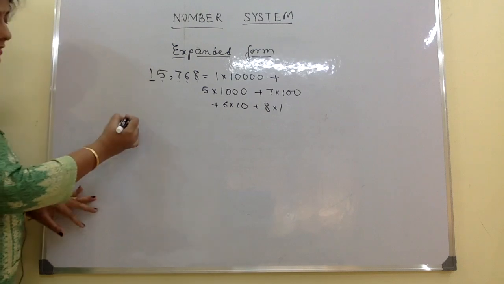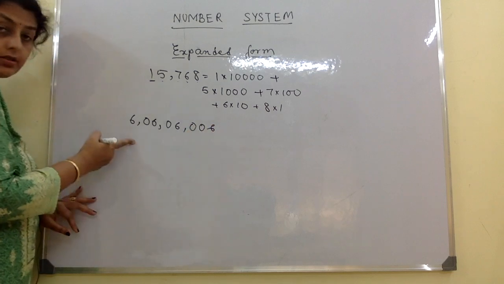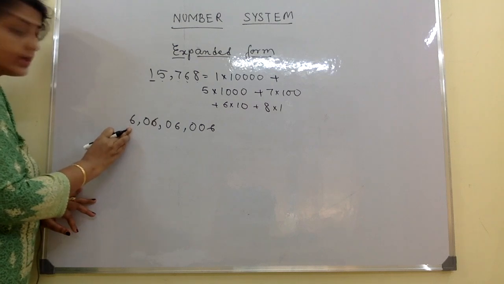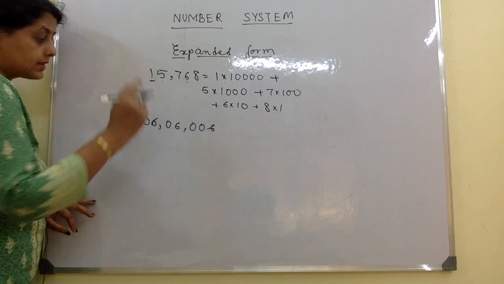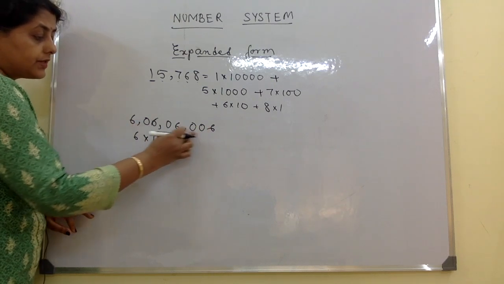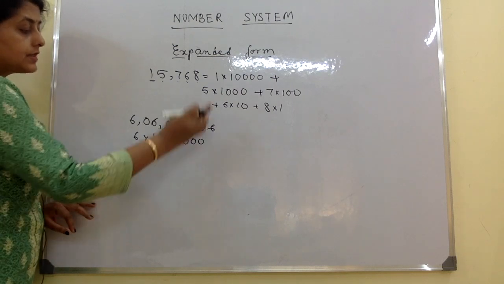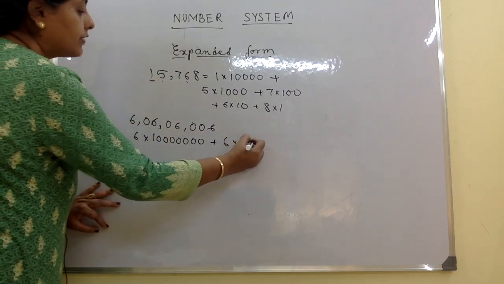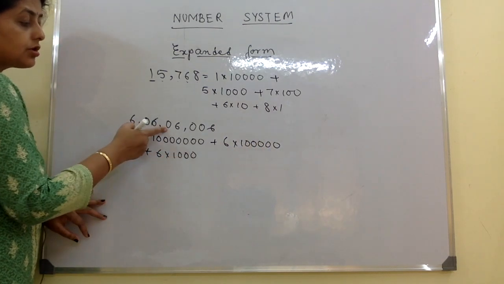Let me take up another one. 6,06,006. Very interesting looking number. Here first I'll have to understand, this is 6 crore, 6 lakh, 6,000 and 6. So 6 into 7 zeros, because I need to have this full place. Count the number of zeros. 7. 1, 2, 3, 4, 5, 6, 7. That gives me this 6 crore plus 6 lakhs. So 5 zeros plus 6,000. So 3 zeros.